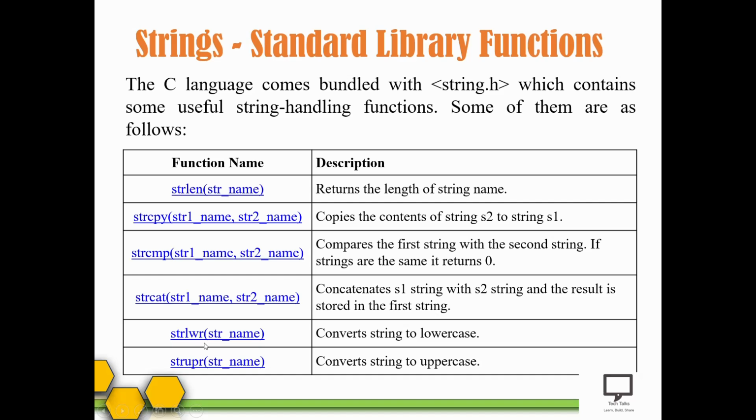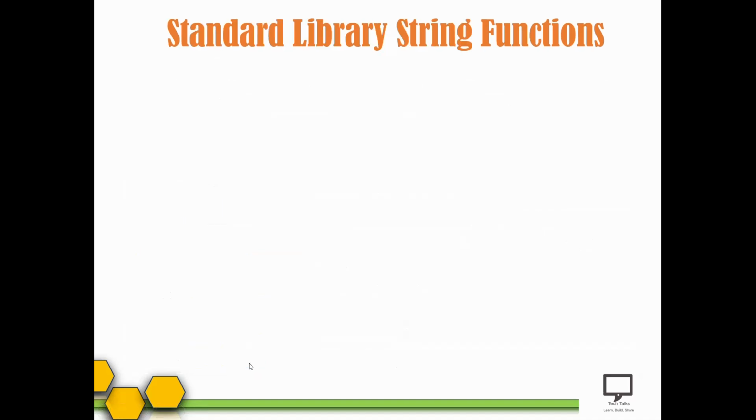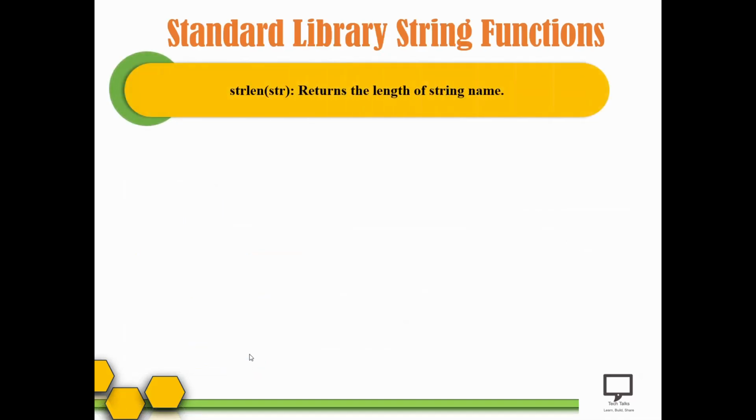Then strlwr is the function which converts the string into lowercase. The string which we want to convert into lowercase, we have to pass as a parameter to the function. And just the opposite, strupr is the function where the string will be converted into uppercase, and we are supposed to pass the string we want to convert into uppercase to the function. Now let's see all these functions one by one with their explanation, the program and the expected output.